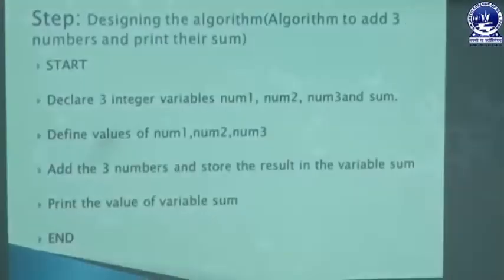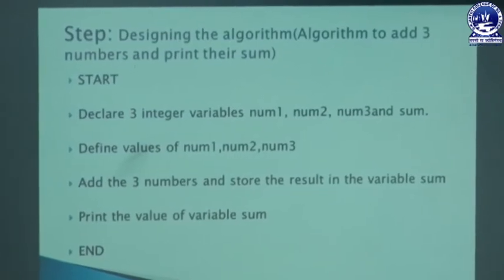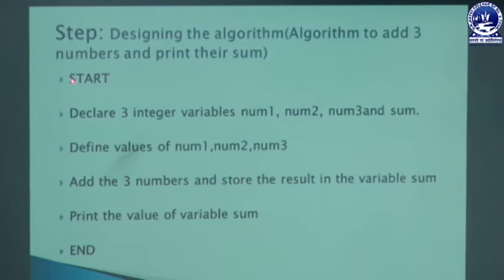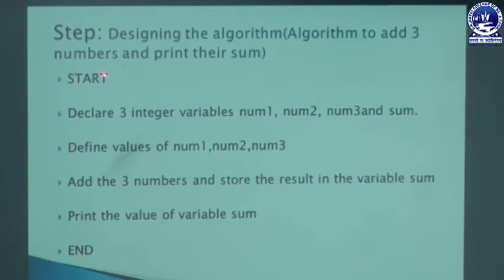Then next we will see how we can write an algorithm. So these are the methods for writing an algorithm. This is the keyword that you must write first, that is start. Instead of start you can write begin. So this is the keyword start.